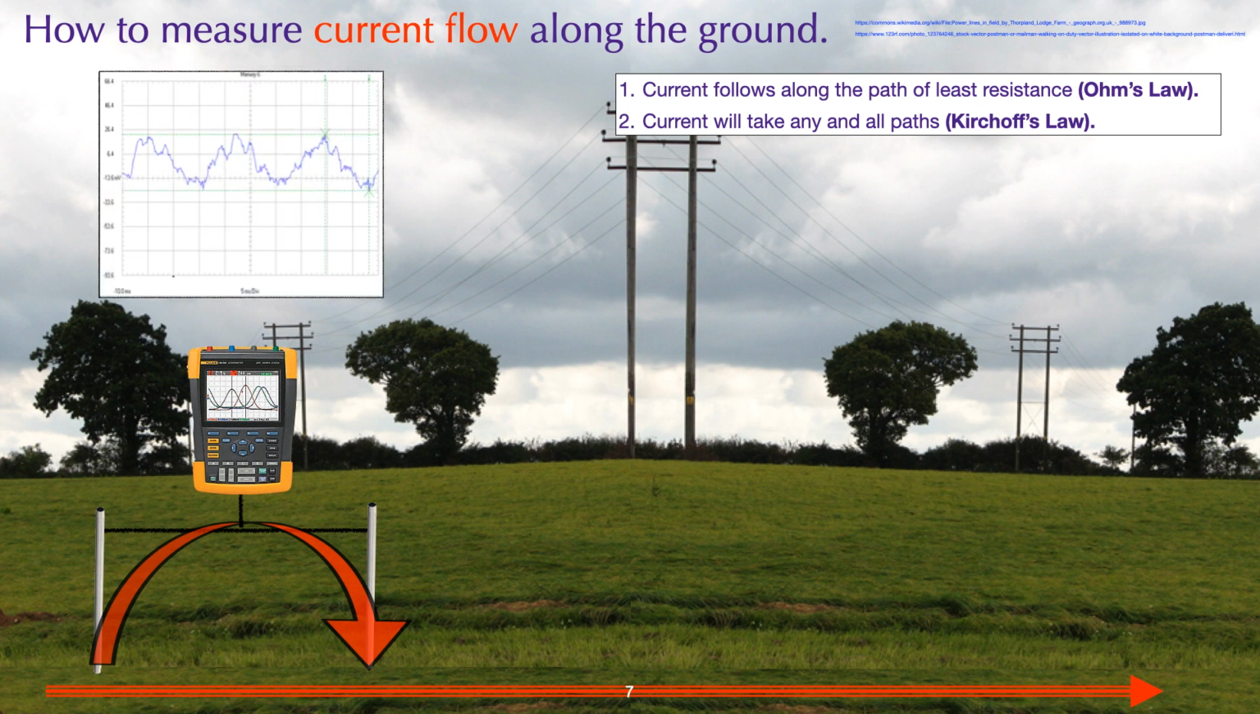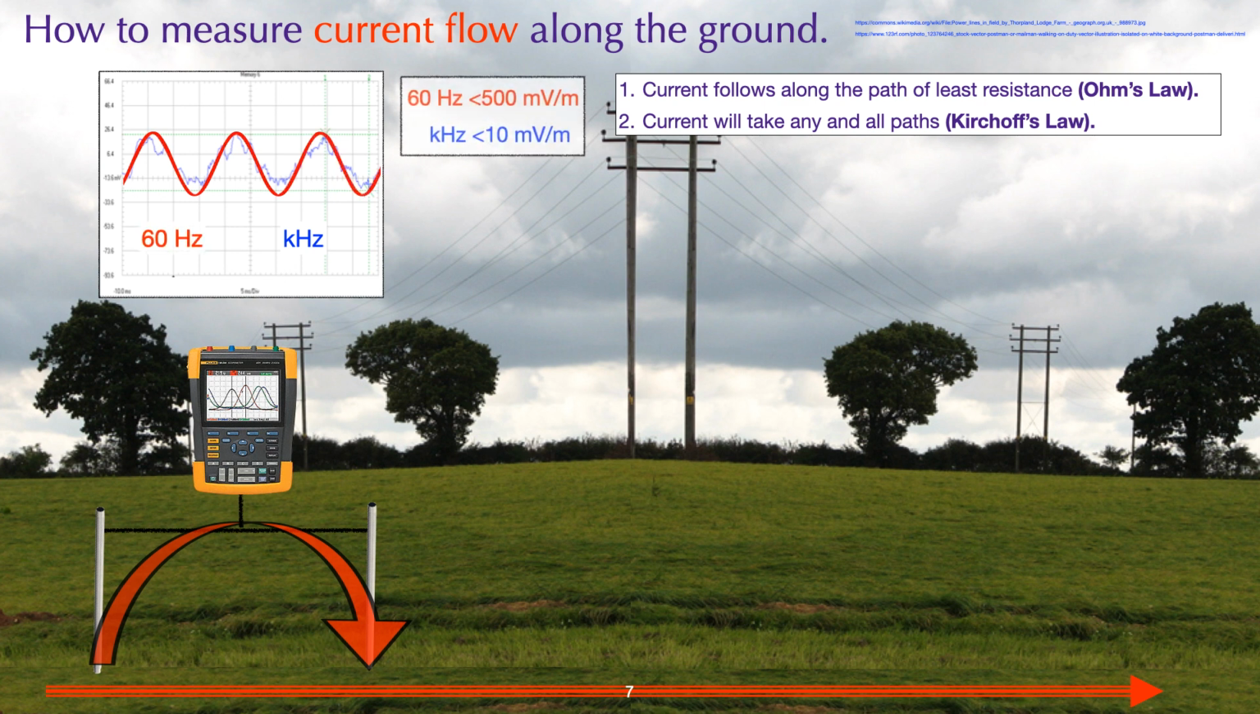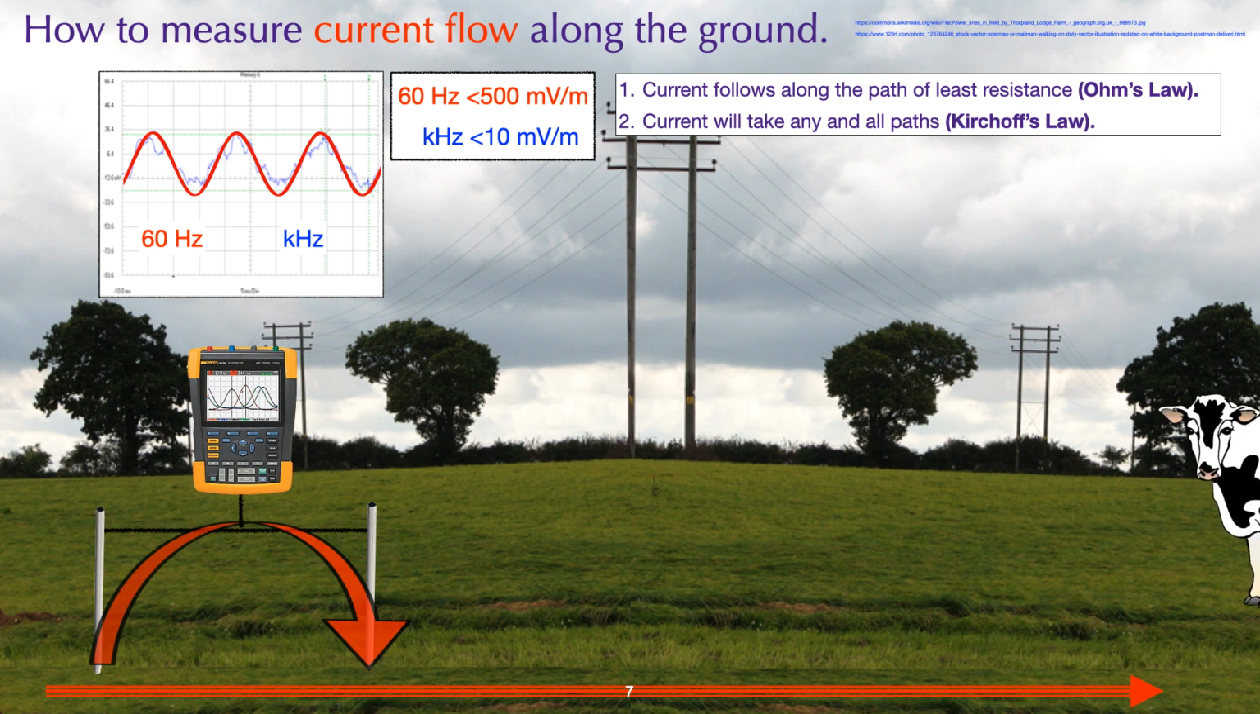This graph shows ground current pollution on a dairy farm in Ontario. 2 patterns are obvious: kilohertz frequencies riding on a 60 hertz sine wave. Ideally, the 60 hertz wave should be less than 500 millivolts per meter, and the kilohertz wave should be less than 10 millivolts per meter to protect livestock.